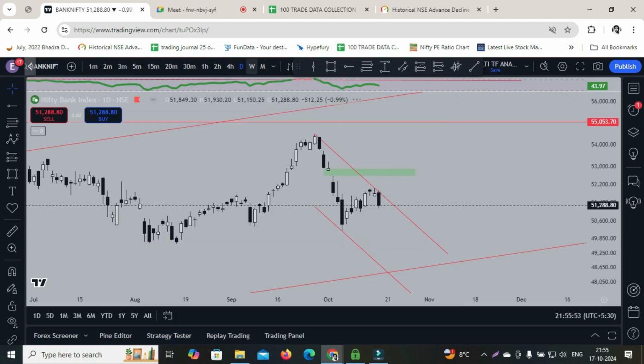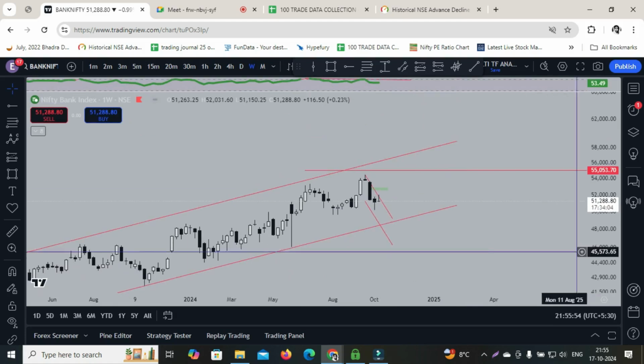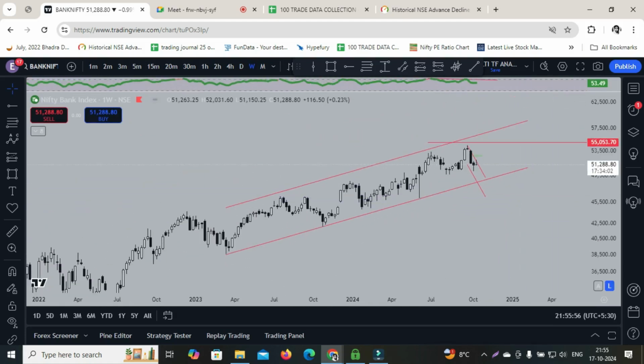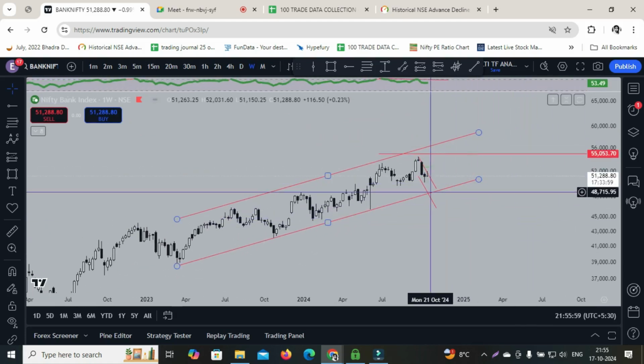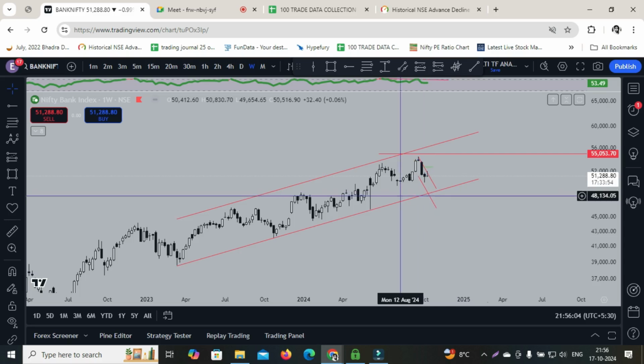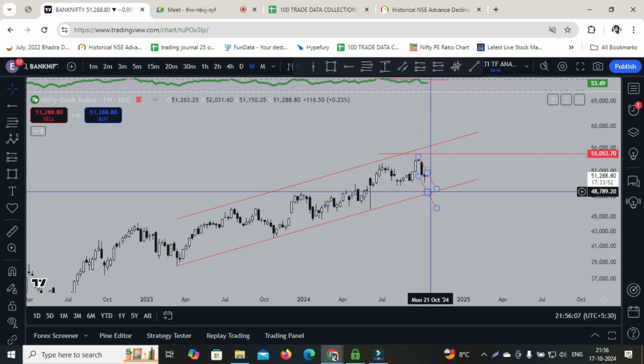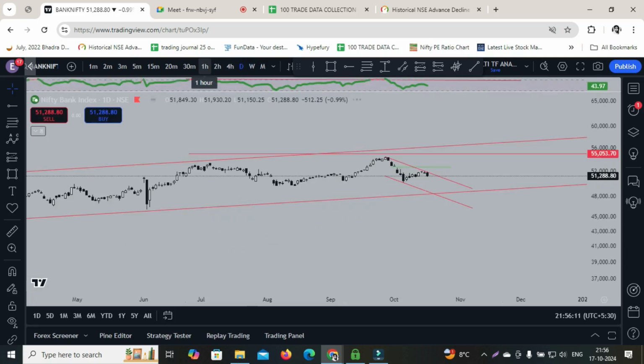And the logic is, if you go on weekly, you will see Nifty, Bank Nifty is following this channel. So I think price is going to come to 49 eventually. This is where channel support will pitch in, which is a 1 year long channel. So that is a target for Bank Nifty.